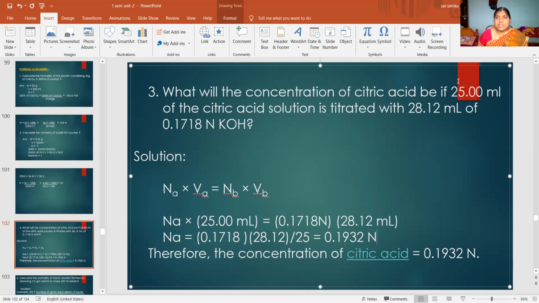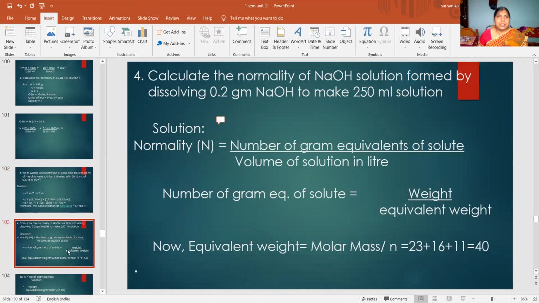So this much ml of citric acid is reacting with this much ml of KOH having a known normality. So what is the concentration of citric acid he is asking? So how much did you get? 0.1932 N is the normality of the citric acid. So like this we will find out the normality of an acid or base by taking this formula. Then we'll go to the next problem.